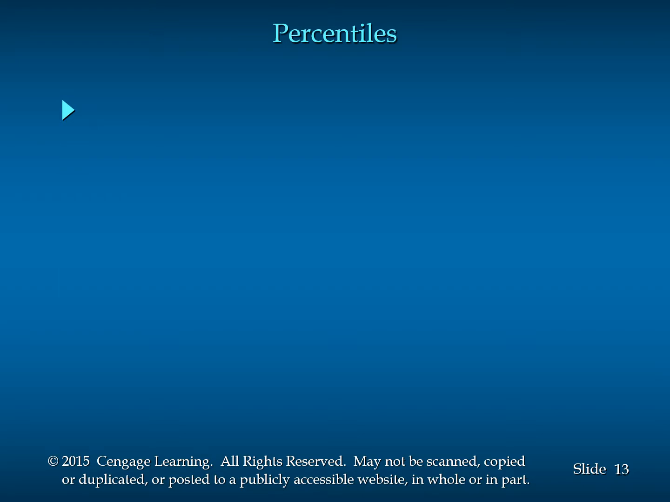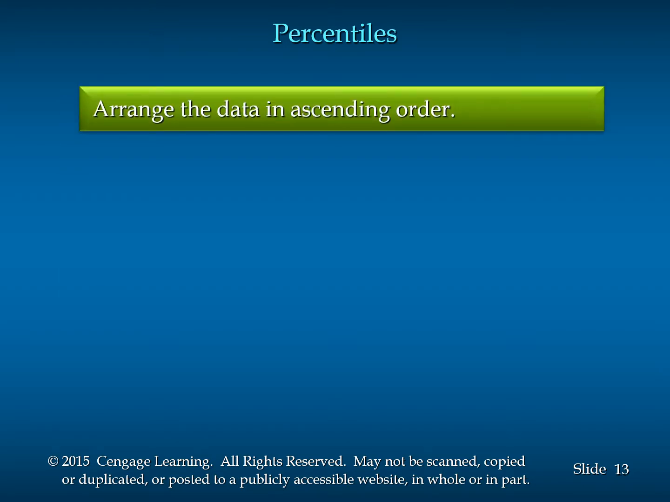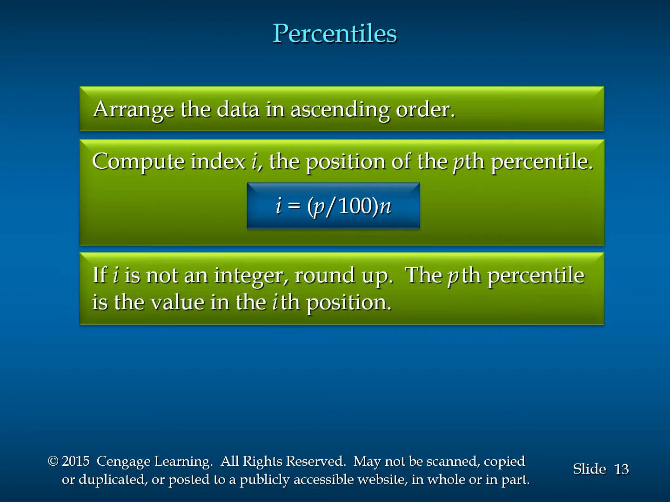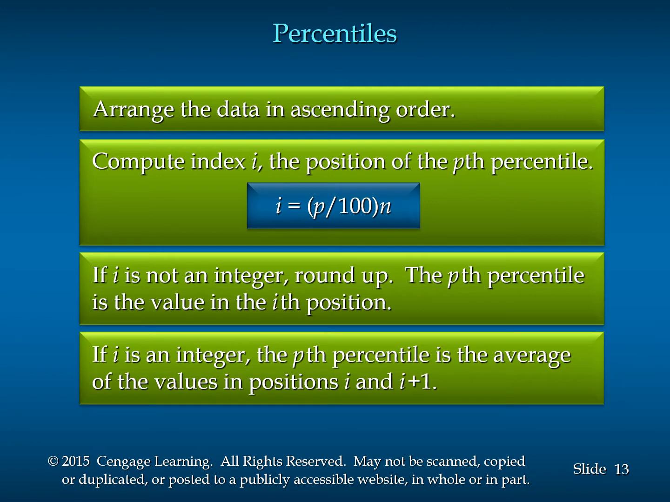In order to calculate the percentiles, we need to calculate an index number. So first arrange the data in ascending order, and then to calculate that index number, we would take the percentile p divided by 100 times the number of data points. That will give us which of the values in that ascending order is at that percentile. If the index number is not an integer, you round it up. If the index number is an integer, then you take it and the next higher value and you average the two.